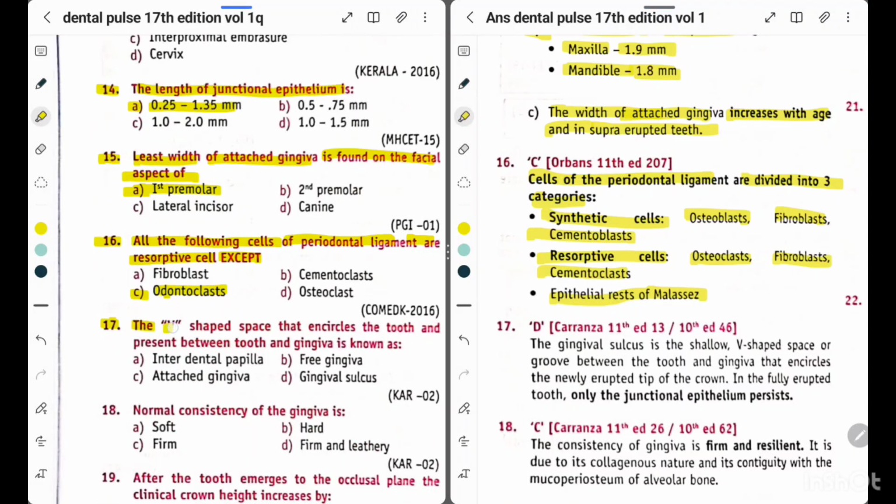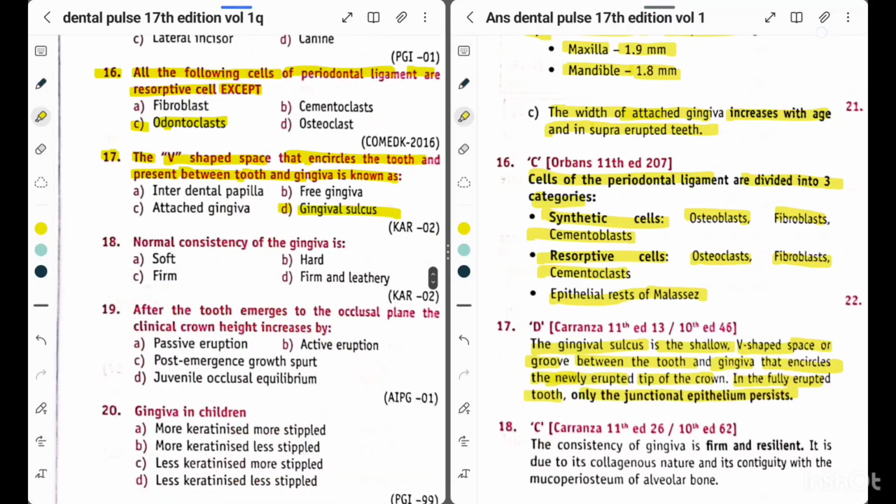Question 17. The V-shaped space that encircles the tooth and is present between the tooth and the gingiva is called as? So its answer is option D, gingival sulcus. The gingival sulcus is the shallow V-shaped space or groove between the tooth and the gingiva that encircles the newly erupted tip of the crown. In the fully erupted tooth, only the junctional epithelium persists.